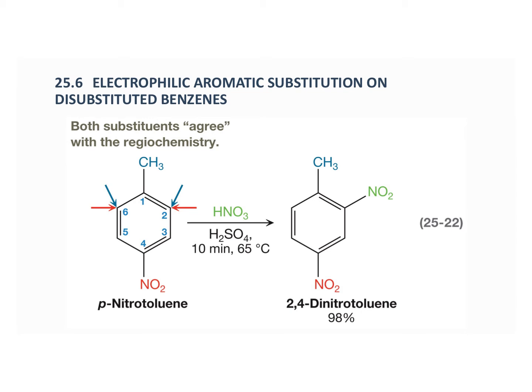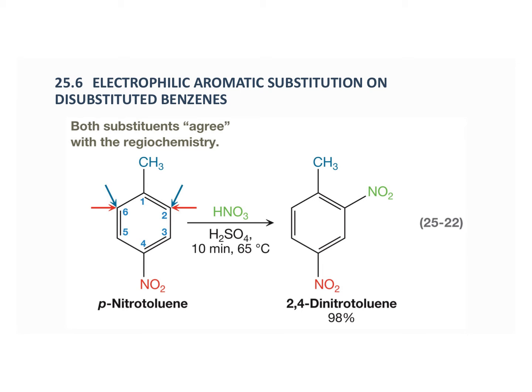So if we look, for example, at p-nitroaniline, which is shown here, both substituents are in agreement, right? CH3 here is an ortho para director. The para position is already taken with NO2, so it's going to direct to the ortho position. NO2 is a meta director, so it's going to direct to the meta position, and both of those agree at the 2 and the 6, okay? Now this is completely symmetric, so if we add NO2, this is going to be the product that we get, which is 2,4-dinitrotoluene.